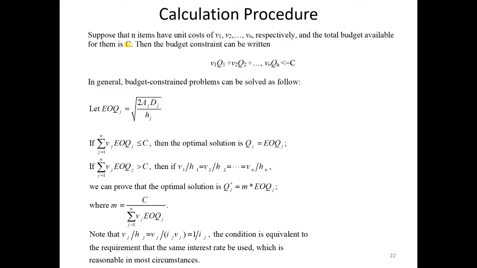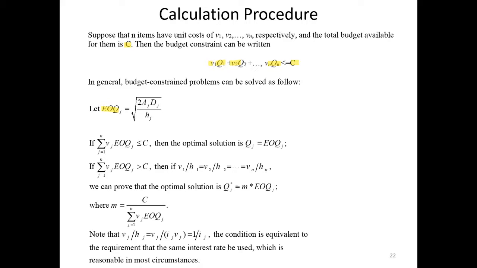And again, this could be in terms of monetary value, or it can be the volume, or the area, or the weight. Then the budget constraint can be written as: you simply multiply V1 times Q1 plus V2 times Q2, etc. And then you have to check if this summation on the left-hand side is less than or equal to C. And of course, as we have seen in the illustration before, the values of Q1, Q2, Q3 are originally the EOQ values for each item individually.